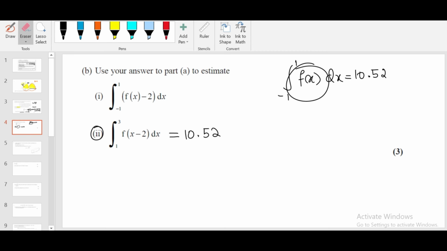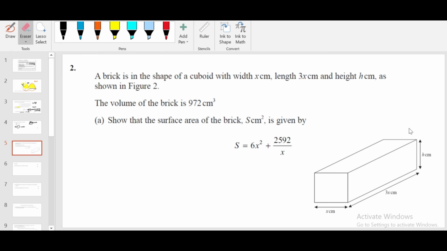So the area stays the same. And that's the reason the limits are also changed. Let's look at question number 2 now. Question number 2.